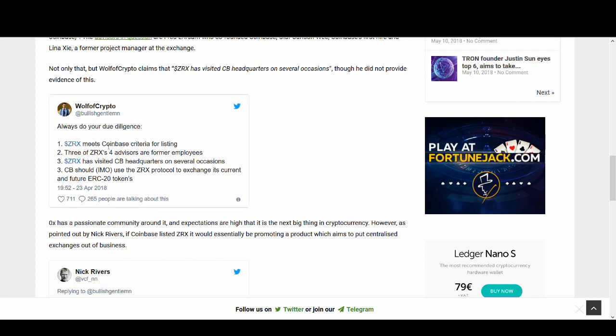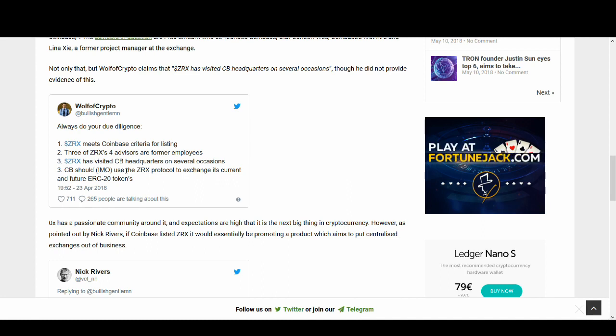So let's look at a few more reasons why it could be added. 0x meets Coinbase criteria for listing. We've gone through some of them. Three of 0x's four advisors are former employees. We've talked about that. 0x members have visited Coinbase headquarters. There's been a lot of rumors around it. If that is true, this is a very strong signal. Even if it's not the next coin, it will be added at some point.